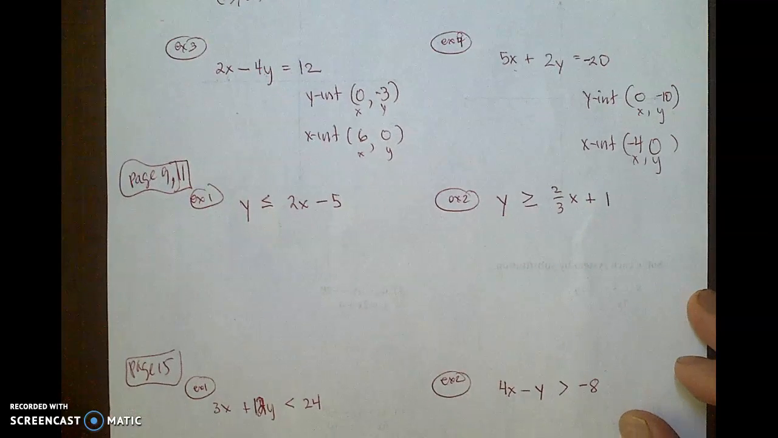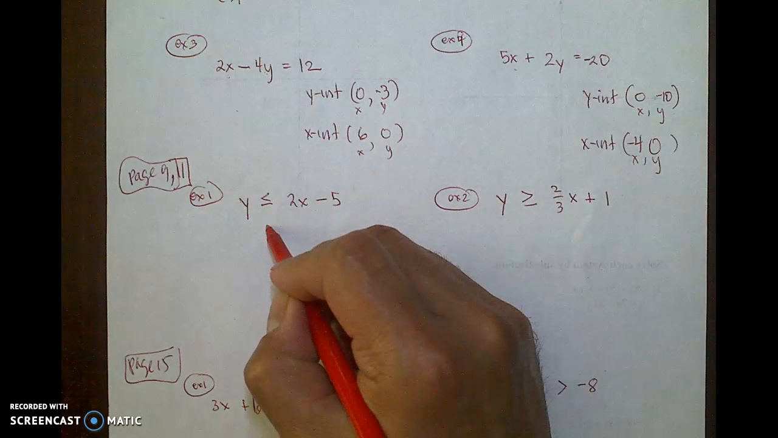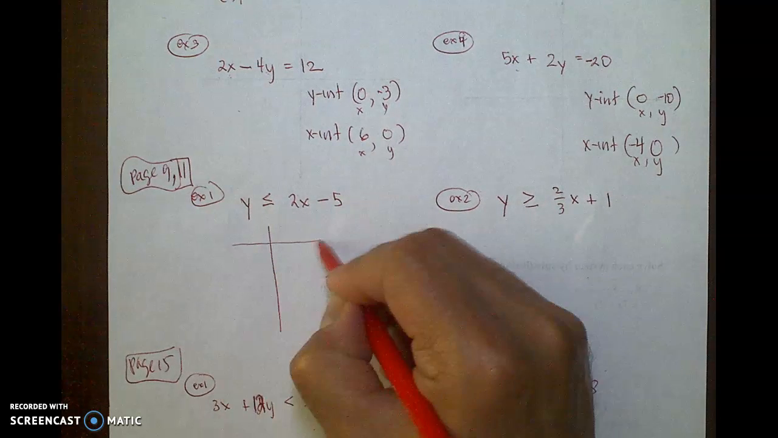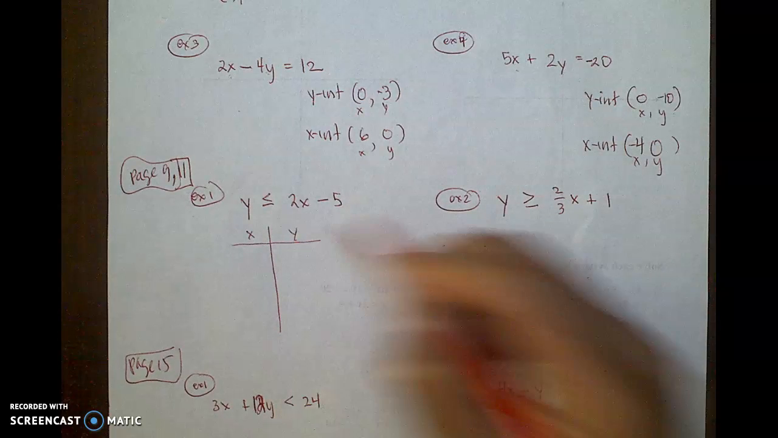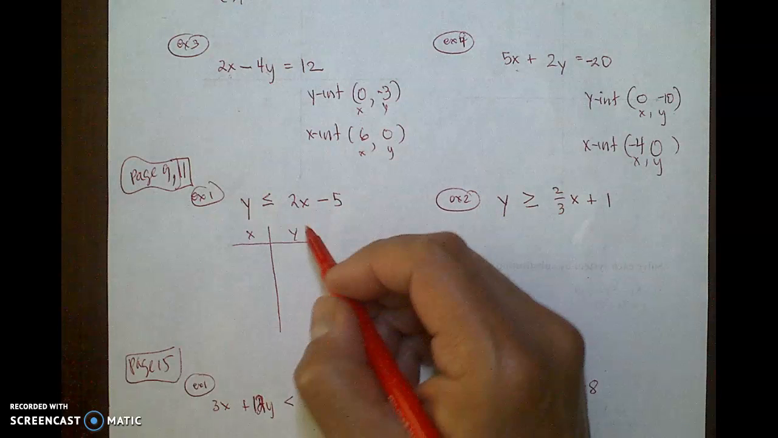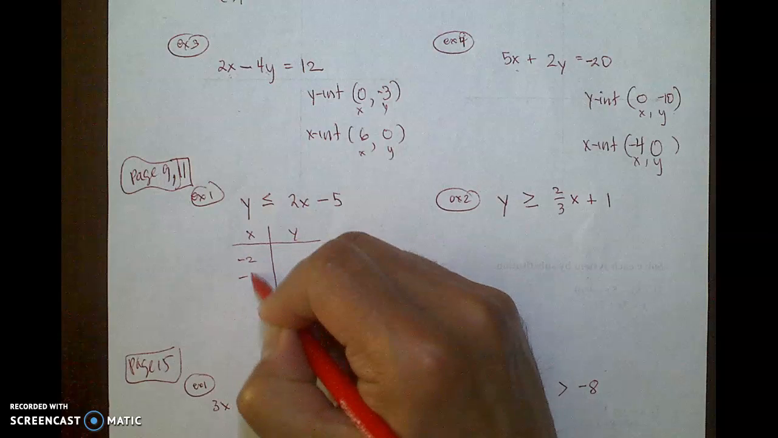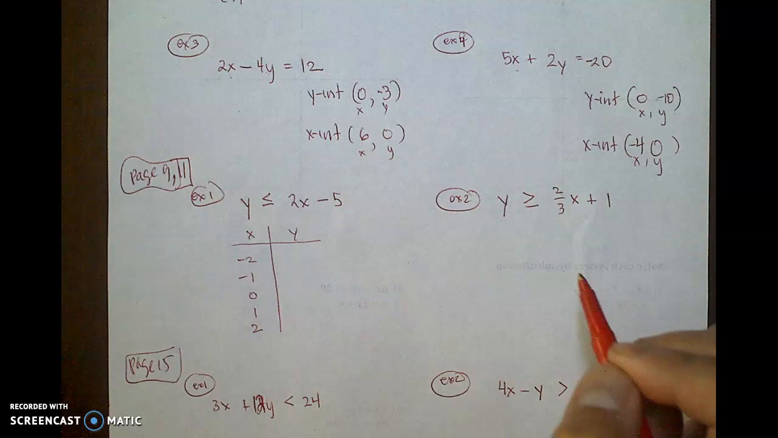Alright, now moving on to pages 9 and 11, where you're asked to make a table and then graph. When you're making a table, it's just like any other table that we've done in class. You're going to pick some x numbers, it's going to generate some y values, and then you plot those ordered pairs. So again, let's pick some negatives. I'll pick a negative 2 and negative 1. I'll pick a 0 and some positive numbers for x.